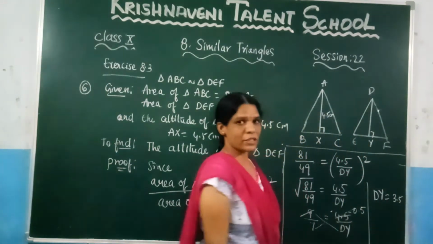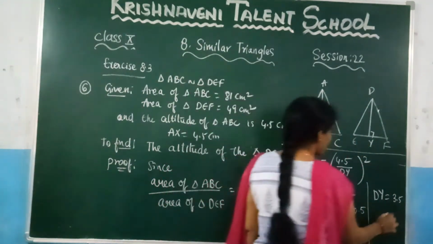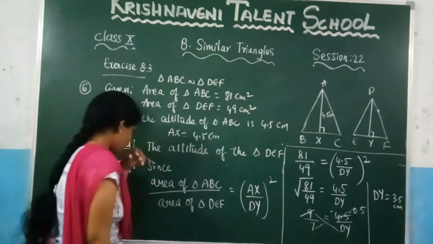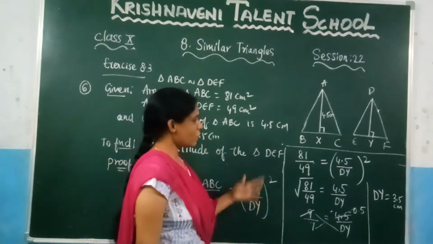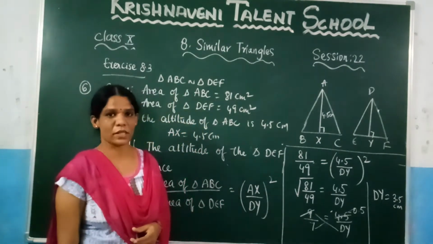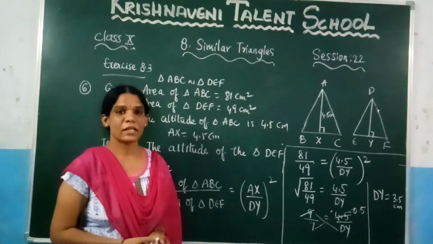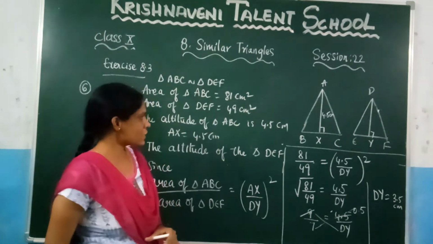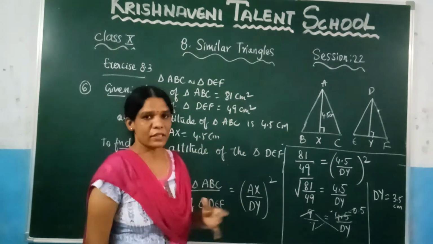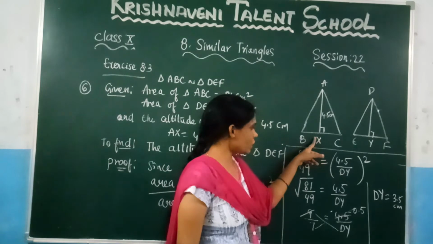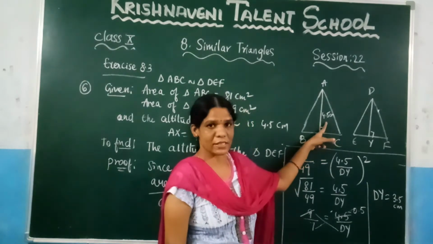So what are the units here? Centimeters. So write it here centimeters. So what is the altitude of the smaller triangle, which is 3.5 centimeters. So what is the problem they have given here? They have given here the areas of the two similar triangles as 81 and 49 centimeters respectively, and they have given here the altitude of the bigger triangle, which is 4.5 centimeters.